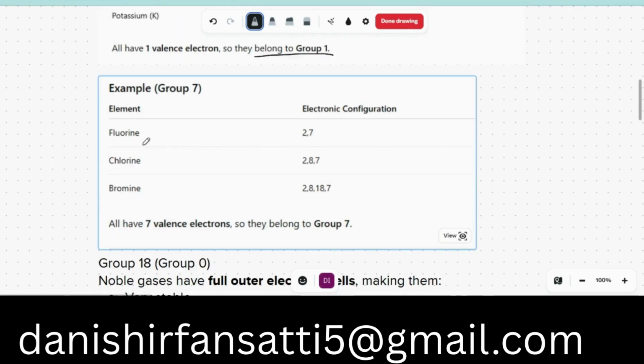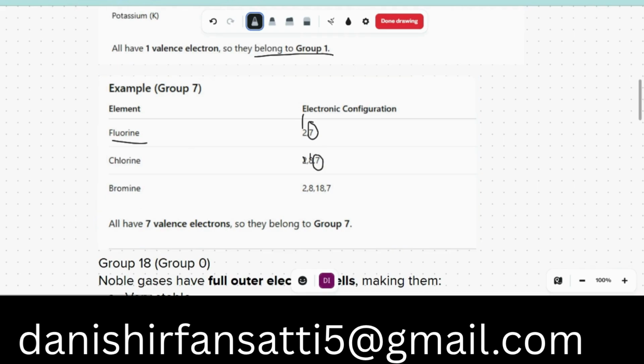Now group 7 elements. You can see fluorine. How many electrons does fluorine have in the valence shell? The valence shell is the last shell. In the first shell it has two, whereas in the second shell it has seven. So it is in group 7. Chlorine has two in the first shell, eight in the second, and seven in the last shell.